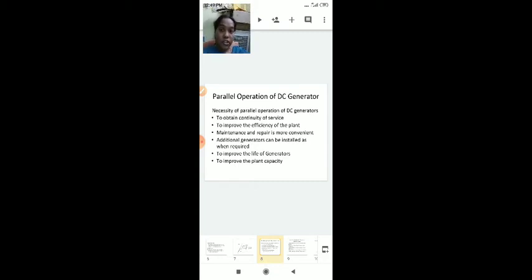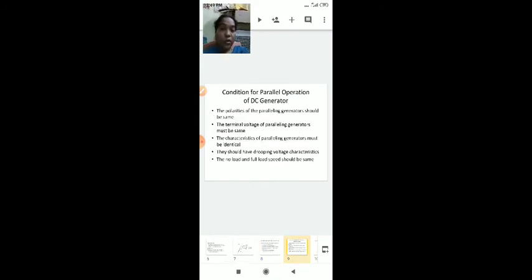Next, what are the conditions for doing a parallel operation? We have to follow some rules to connect in parallel. So what are those rules? Those are the conditions. The polarity of the parallel generators should be the same. The terminal voltages of parallel generators must be the same, and the characteristics of parallel generators must be identical. They should have good dropping characteristics. The no load and full load speed should be the same. Mostly shunt generators are widely used for this parallel operation. Parallel generators should have the same percentage of voltage regulation.